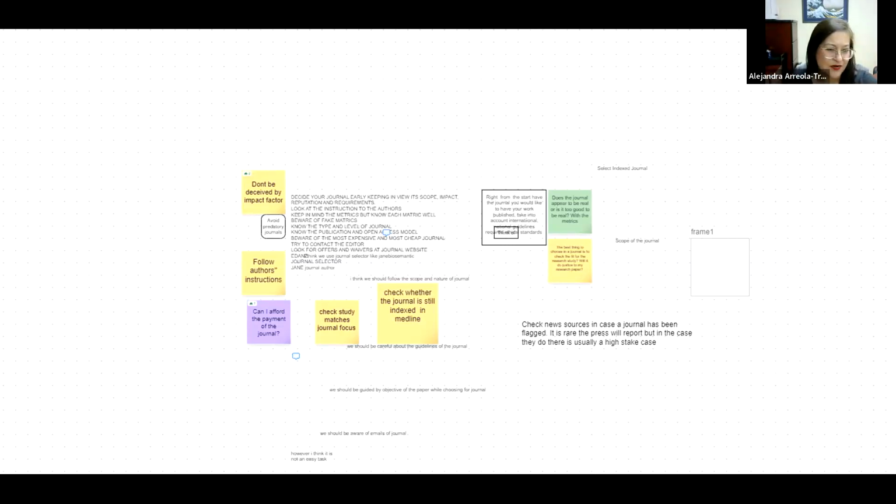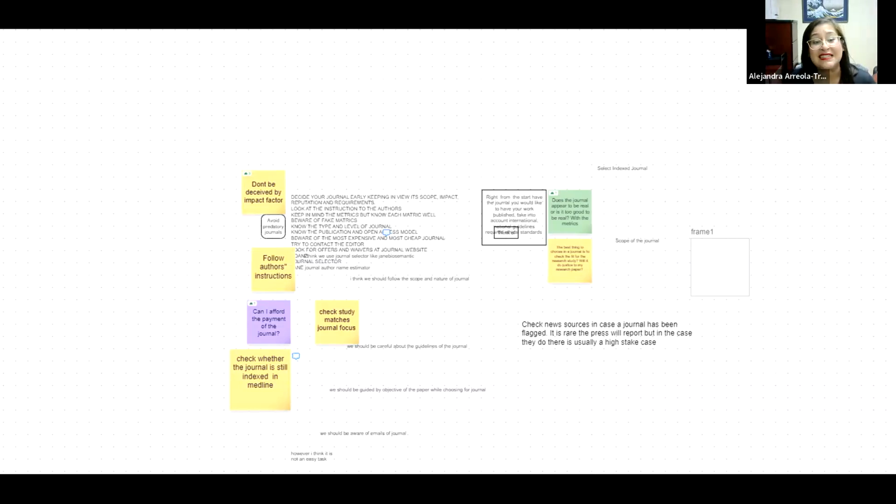Okay, so we have a few votes here. Don't be deceived by the impact factor. Does the journal appear to be real, or is it too good to be true? Is it super cheap, indexed everywhere, and matches your scope? If it's too good to be true, it probably isn't. So check.